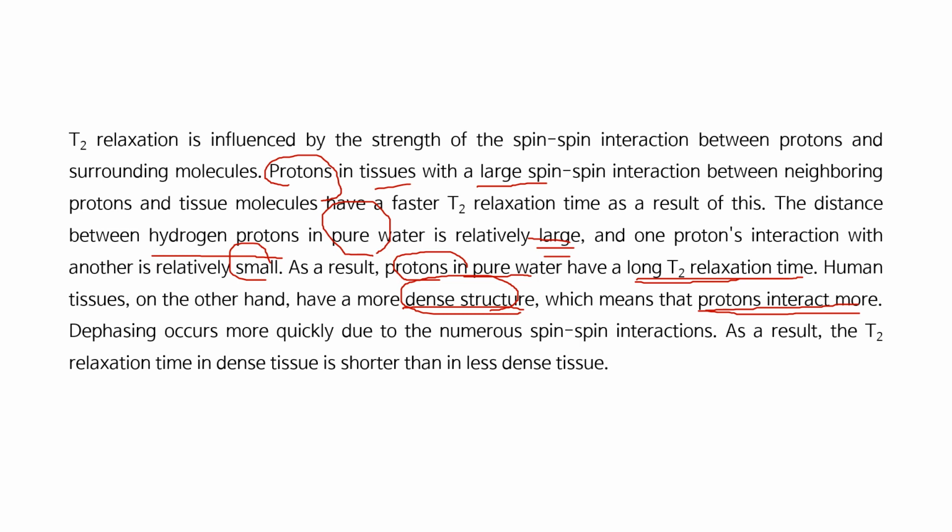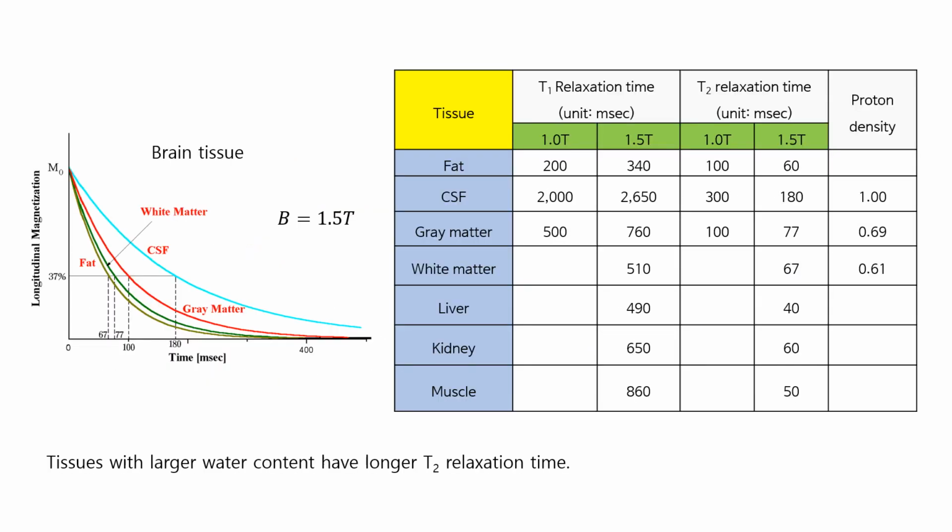Dephasing occurs more quickly due to the numerous spin-spin interactions. As a result, the T2 relaxation time in dense tissue is shorter than in less dense tissue. You can see this in the brain tissue. CSF is fluid, and fat is more dense tissue, right? So in the dense tissue, the protons have shorter T2 relaxation time. But in fluid or in water, the protons have a long T2 relaxation time. Okay, we can see this behavior in the brain tissue.